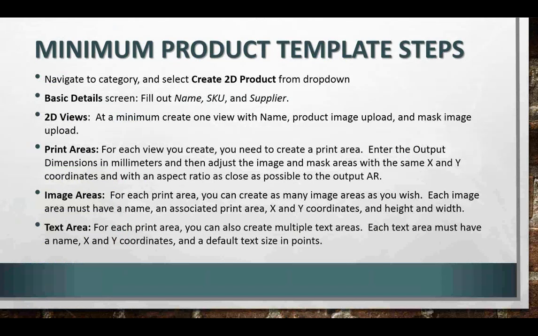So the minimum product template steps are: you navigate to the category and you select Create 2D Product from the drop-down. Then you go to the Basic Details screen. You fill out name, SKU, and supplier.